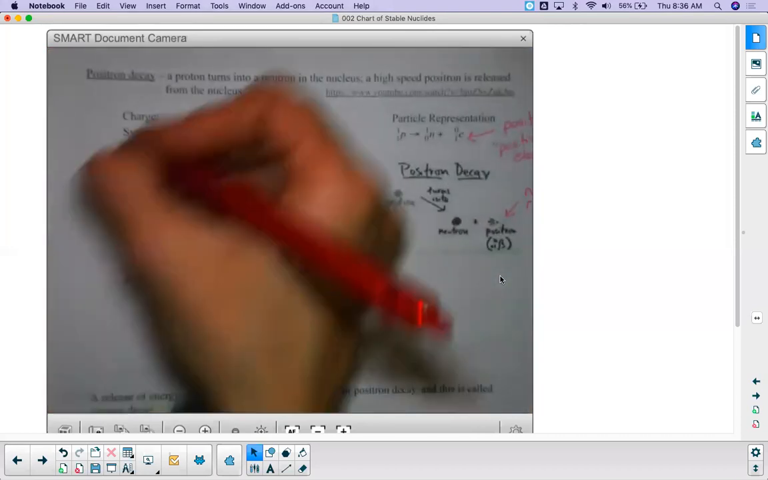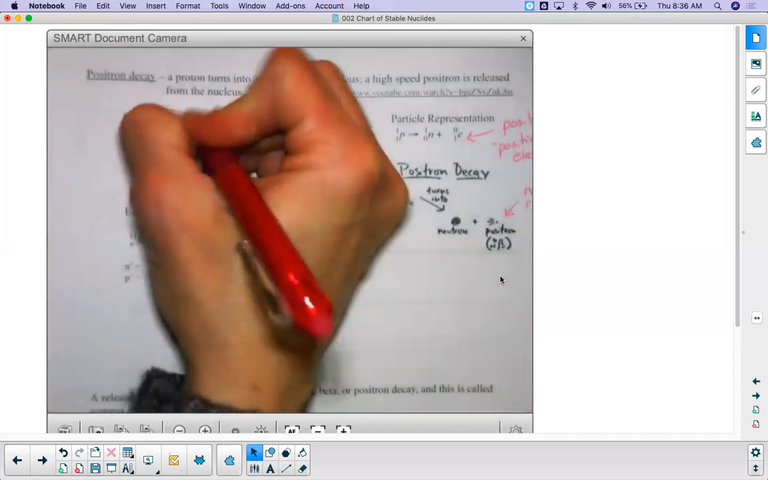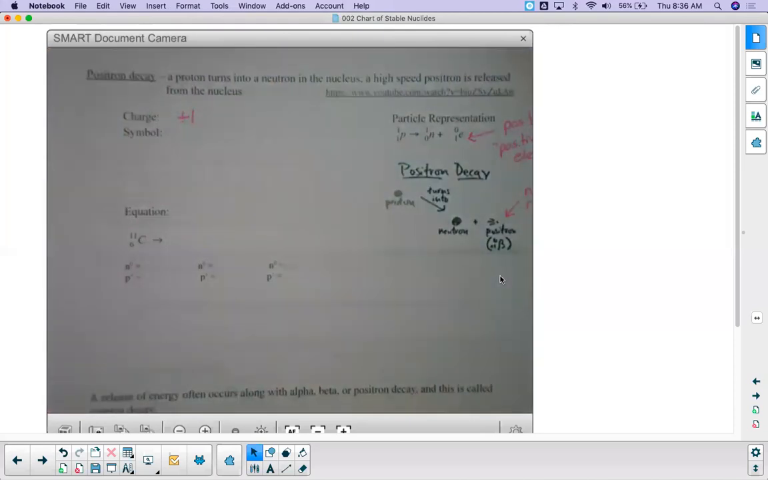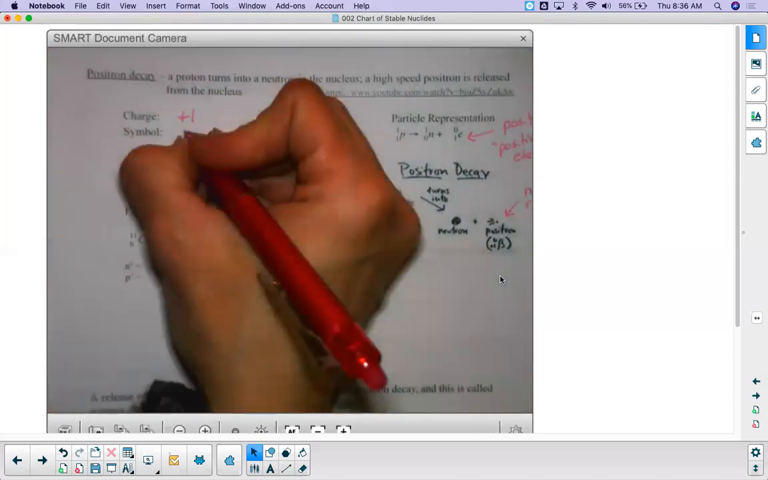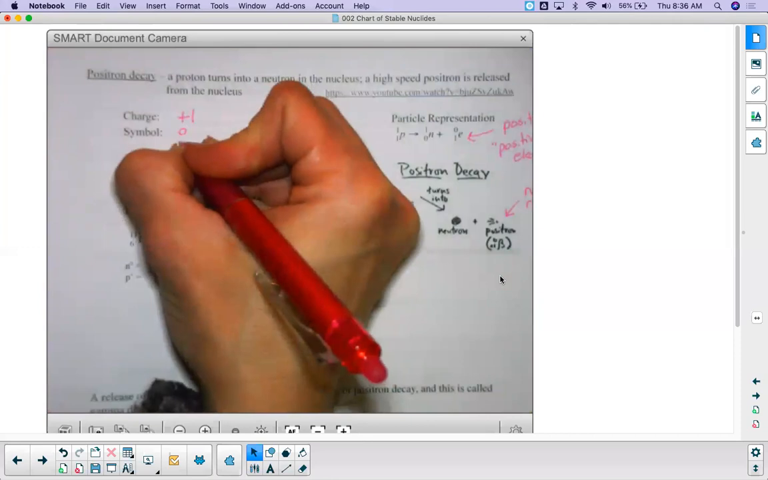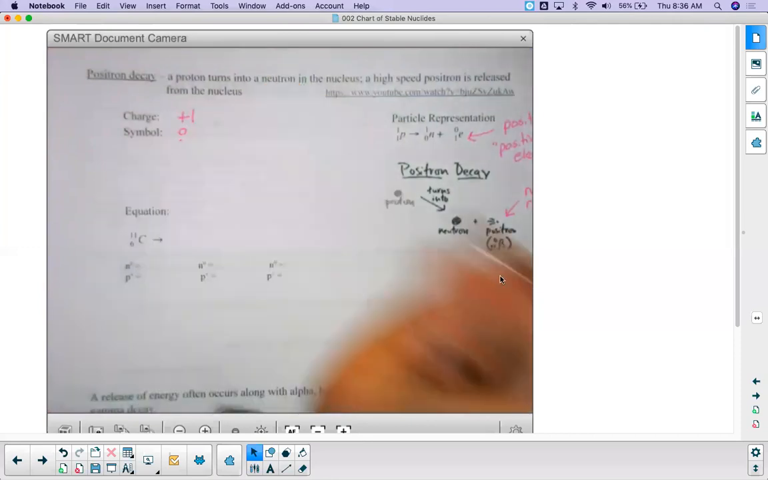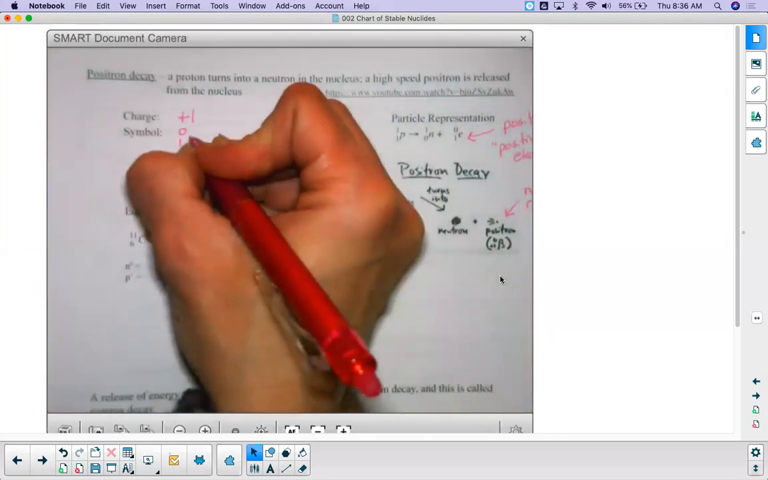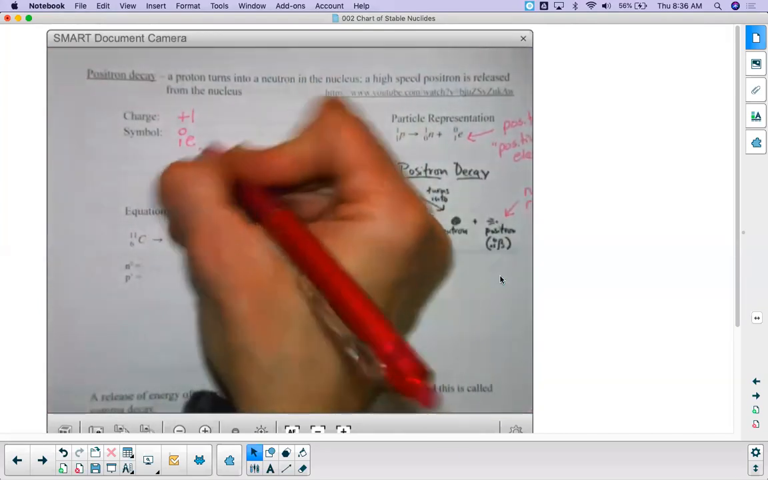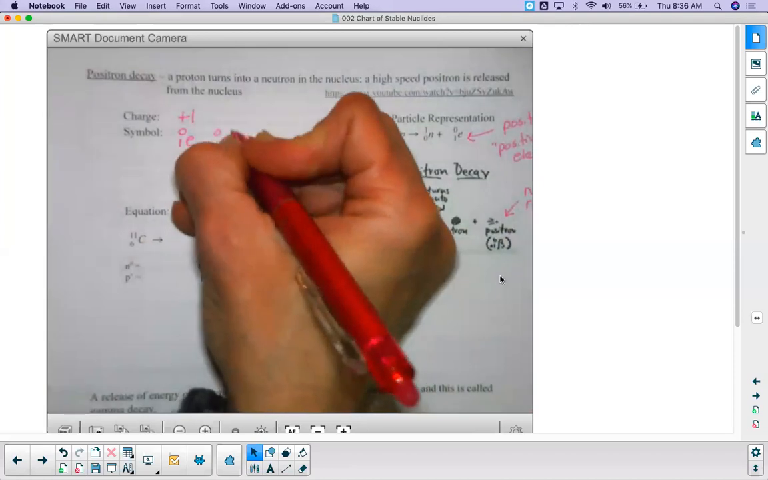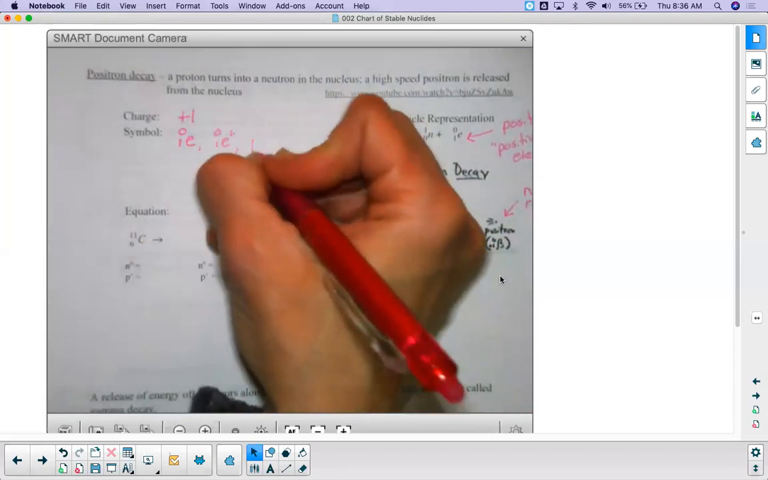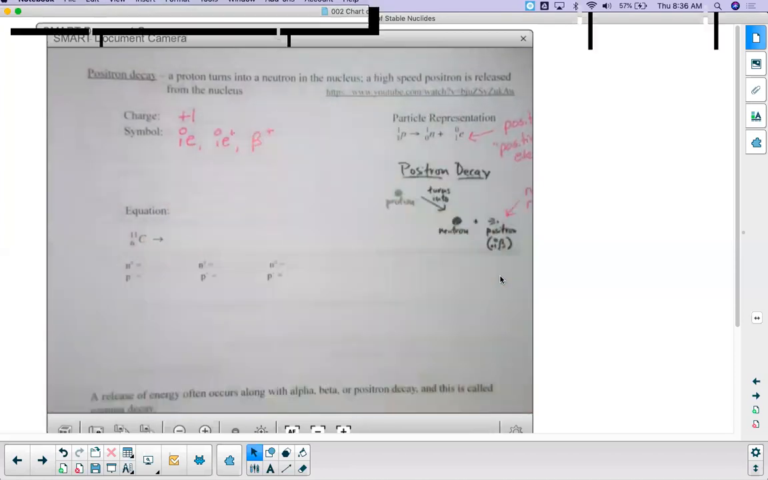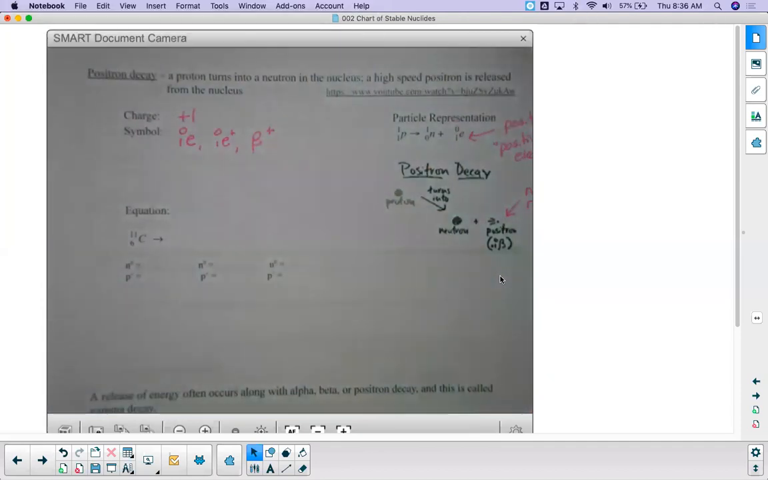So our positron has a charge of +1. Its symbol is the perfect opposite of the electron. Our positron here has the symbol 0,1e, or 0,1e with a positive sign, or since it's opposite of beta decay, we often just give it the symbol beta positive.